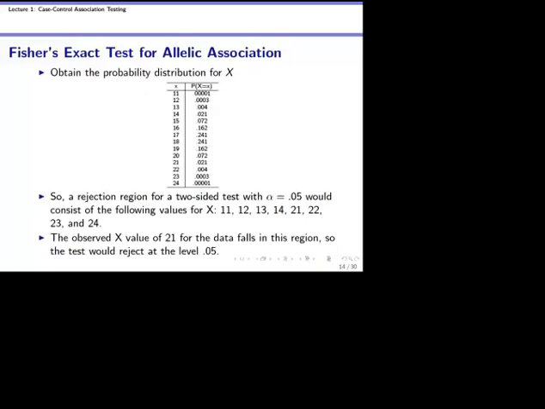Okay. So at the 0.05 level, back to my question, I reject if my value is 11, 12, 13, 14, or 21, 22, 23, 24. My value was 23, so I would reject the null hypothesis. So the nice thing about exact tests is that it allows you to easily construct your rejection region. Okay, so you can easily do one-sided tests as well.